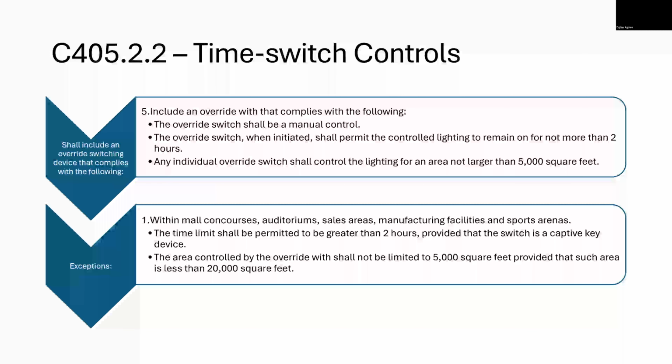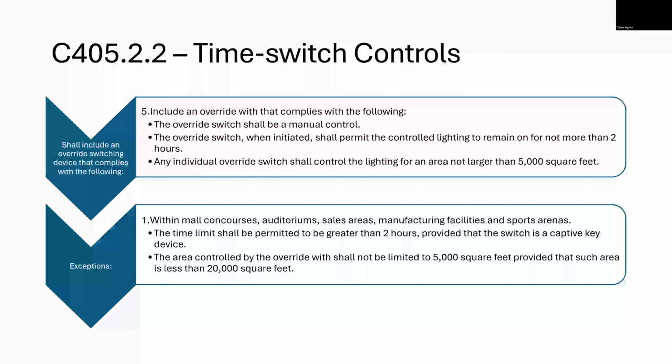The override switch, when initiated, shall permit the controlled lighting to remain on for not more than 2 hours. Any individual override switch shall control the lighting for an area not larger than 5,000 square feet. So again, keeping the area in mind. Building area method, space by space. Part of the reason why I would like you to do it first is because you have all that data assembled and organized, and now you just pull and reference.